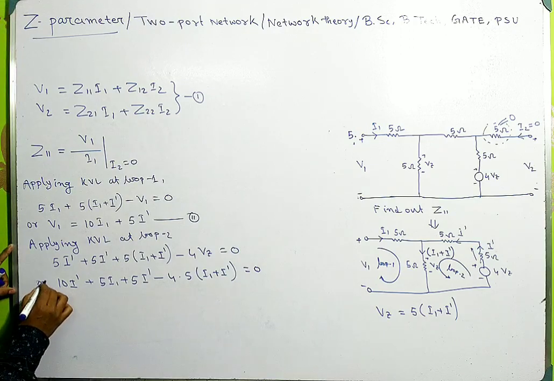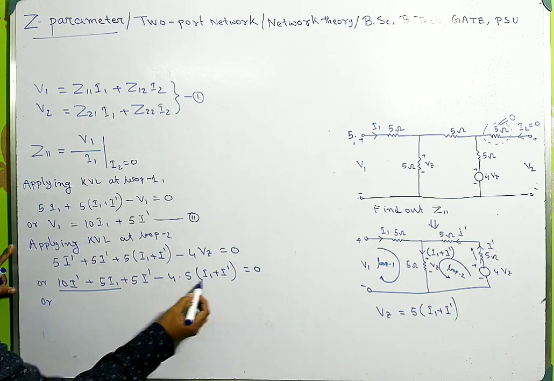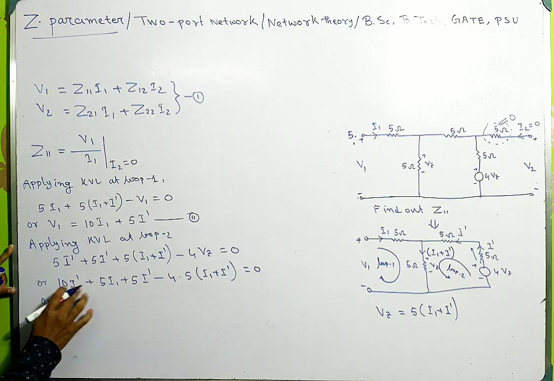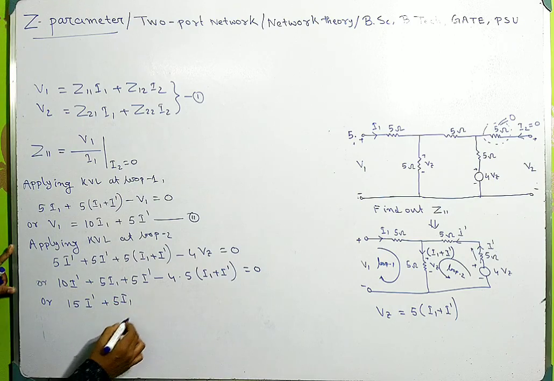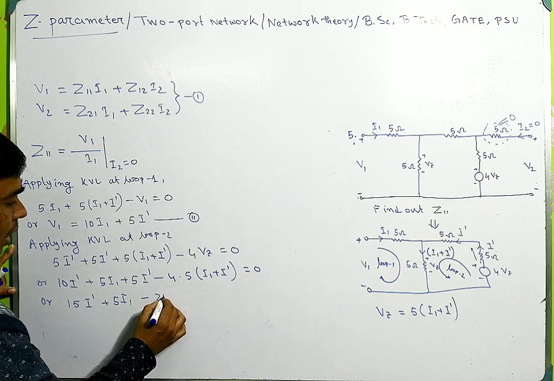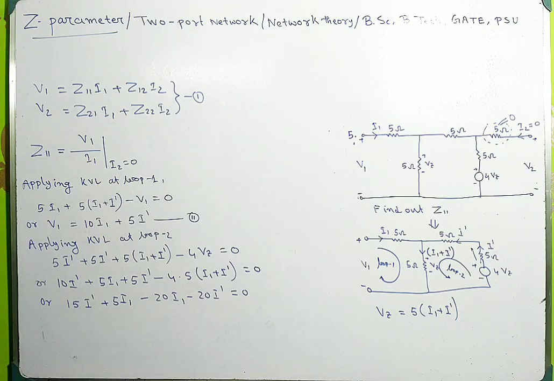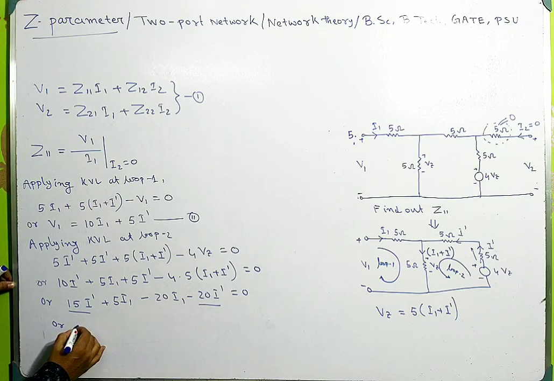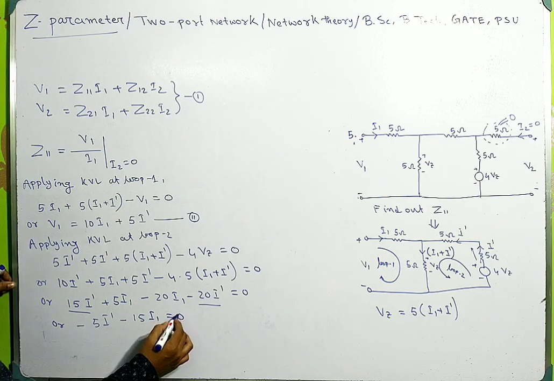So here, this is 15 and this is 20. So this is 15 I dash, and this is 5 I1. From this equation it is 20, so 20 I1 minus 20 I dash equals 0. Now this is I dash and this is I dash, so it is minus 5 I dash. This also minus 15 I1. Minus 15 I1 equals 0.